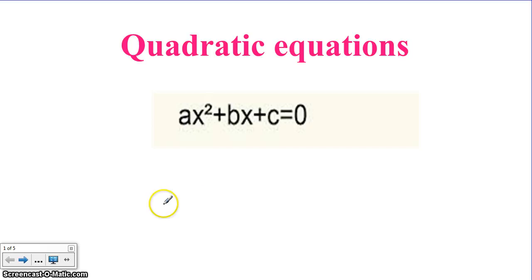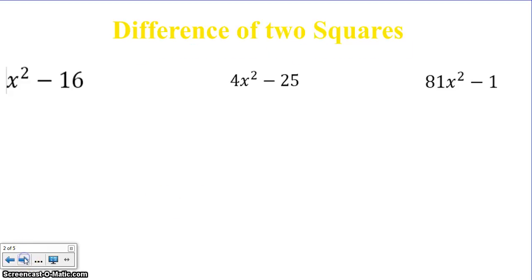Today we're going to be talking about different ways to solve quadratic expressions. Our first method here is difference of two squares. What you'll notice first about these problems is there's at least one square, as you see the x squares, and there is also another number that is being subtracted, the difference.